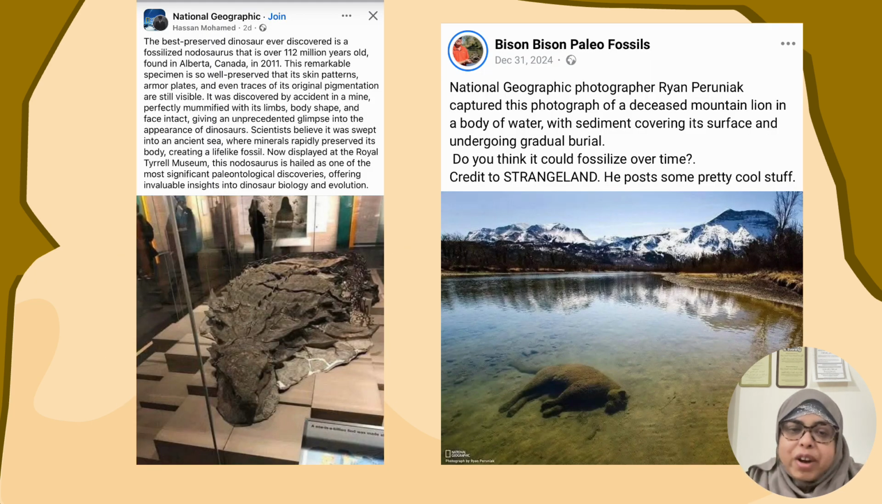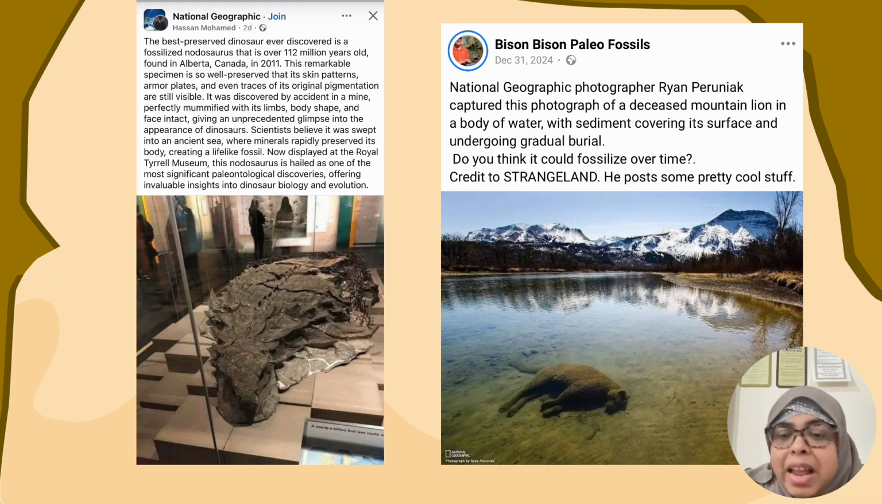These are two very interesting photos I came across on Facebook, something that I've given up now. But they randomly came up and I thought, wow, this is so cool. This is something that you need to see. As you can see, this is a very well-preserved dinosaur that was discovered in Alberta, Canada in 2011. Look at how well preserved it is. As you can understand, the paleontologists who discovered it had to work very hard to extract it and make sure that it's intact. But look at that.